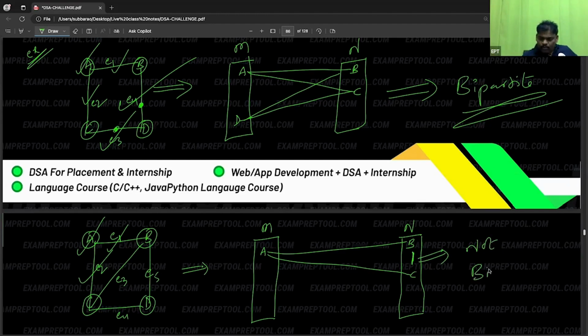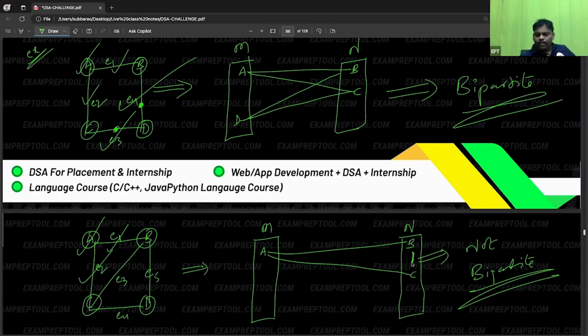No need to proceed further. Because of this, it is not bipartite. If two people are adjacent, one person will be in the M group and the other should be in the N group. Remember, if two people are adjacent, they cannot be in the same group, right? But unfortunately, B and C are adjacent and they both are in the same group, so it is not bipartite.